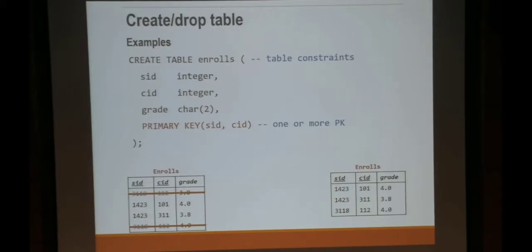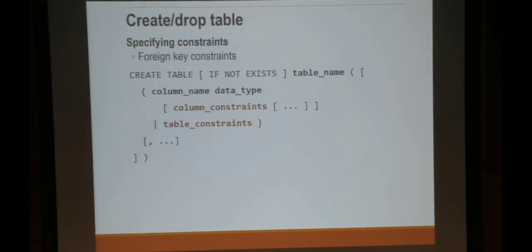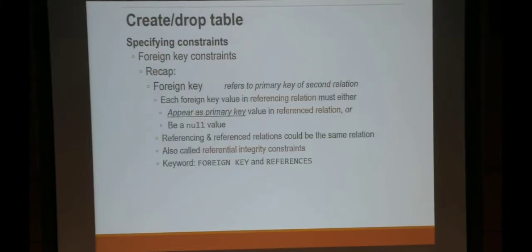Okay, so another kind of key constraint that we have before was the foreign key. For foreign key, we have two conditions. One is that either the value appears as a primary key in a reference relation, or it can be a null. Okay? This is also called referential integrity, and there are two keywords: foreign key and references. Either you specify it as a column constraint or a table constraint.